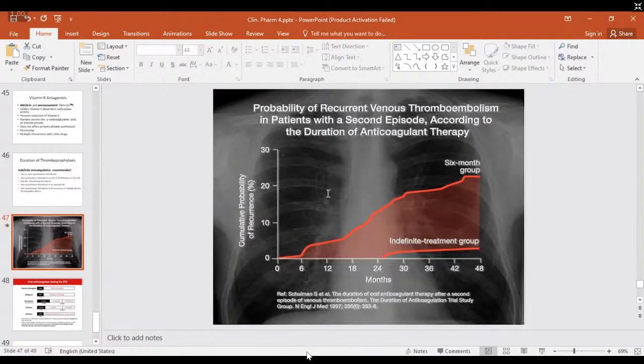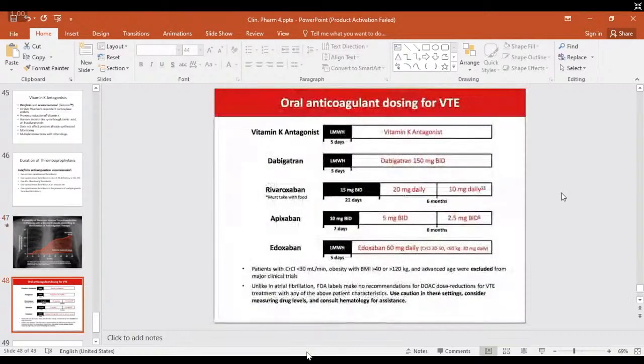This is a graphic showing you the probability of recurrent venous thromboembolism in patients with a second episode. So that's why for at least 6 months they should be anticoagulated. And again, if it's a recurrent episode, for even longer, for life.